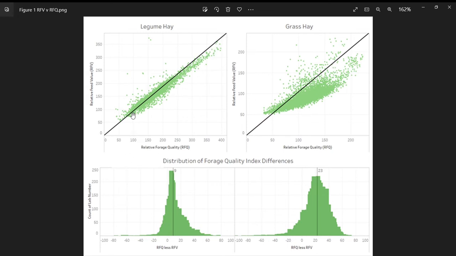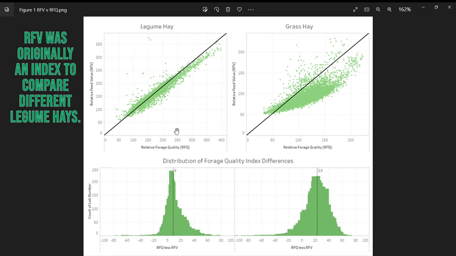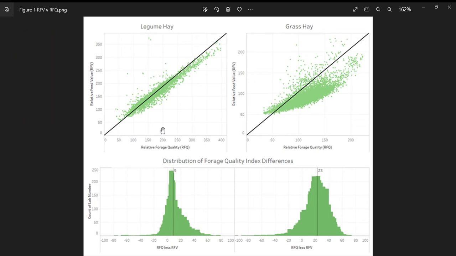What you can see is that with legume hay, quite often, many of those samples are absolutely falling on that line. However, with grass hay, you can see that the correlation is less than that one-to-one perfect ratio. And that's because relative feed value was originally an index to compare different legume hays, not to compare any hay, and it certainly wasn't meant to be used on grass hay, but of course we all do it, we all report it, and so this is what producers end up seeing.